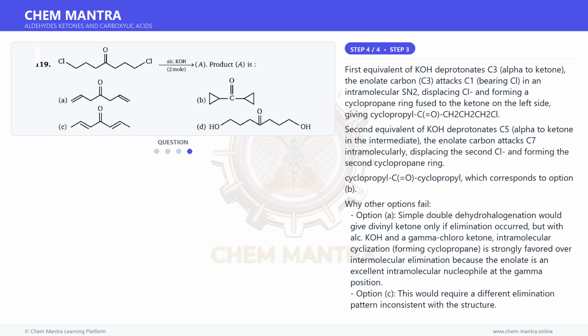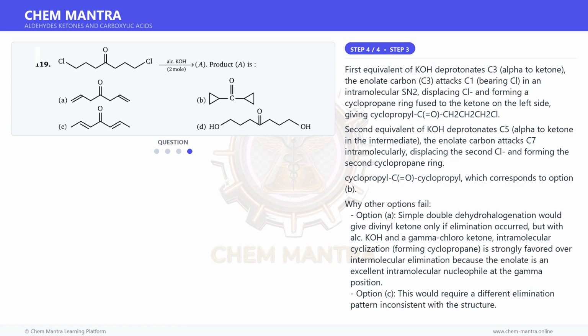Why other options fail? Option A. Simple double dehydrohalogenation would give divinyl ketone only if elimination occurred, but with alc. KOH and a gamma-chloroketone, intramolecular cyclization forming cyclopropane is strongly favored over intermolecular elimination because the enolate is an excellent intramolecular nucleophile at the gamma position.